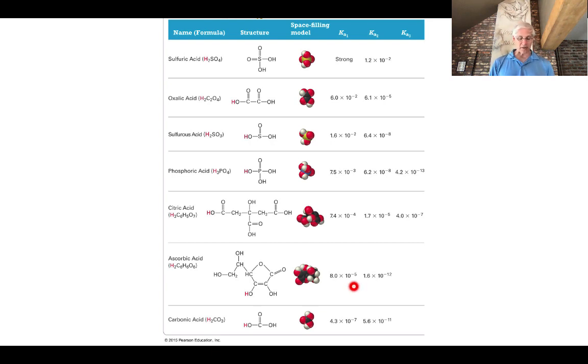But then we get back down here to ascorbic acid, which is vitamin C, with a 10 to the 7th difference between the two constants, and carbonic acid, which is what you get when carbon dioxide dissolves into water, with a 10 to the 4th difference. So usually they're quite a bit different, and a lot of times we only have to worry about using the first Ka to calculate a pH rather than the successive H's that come off.